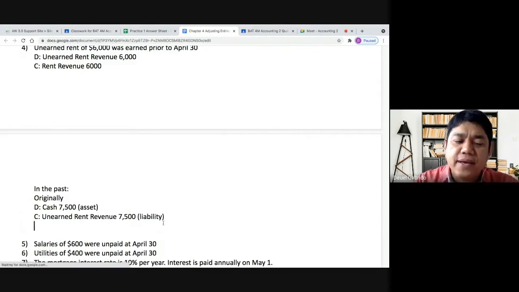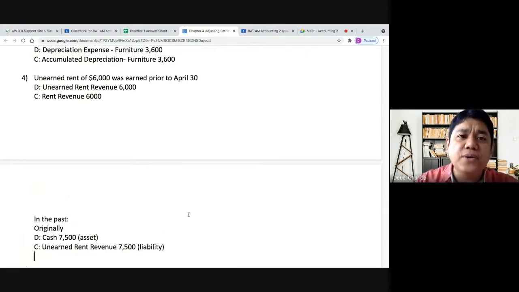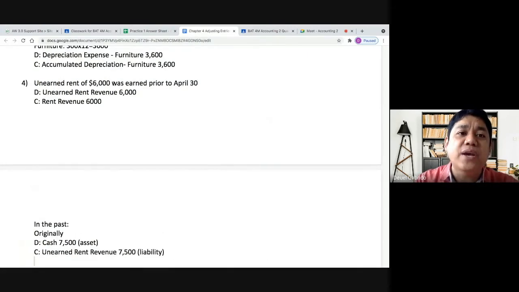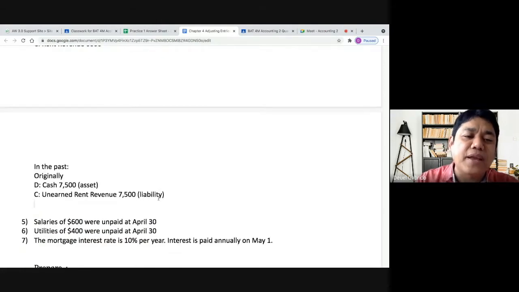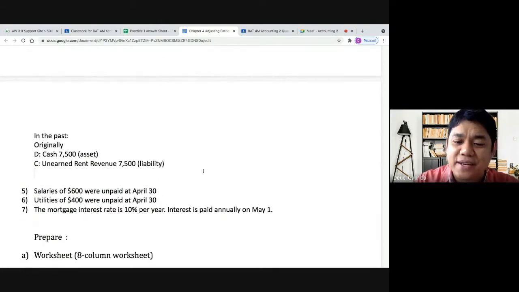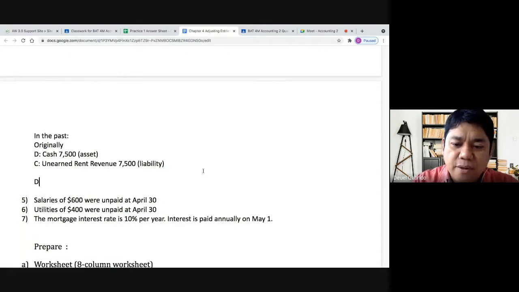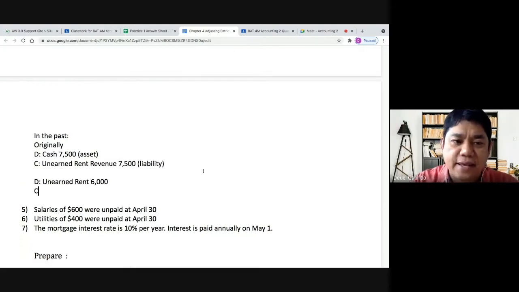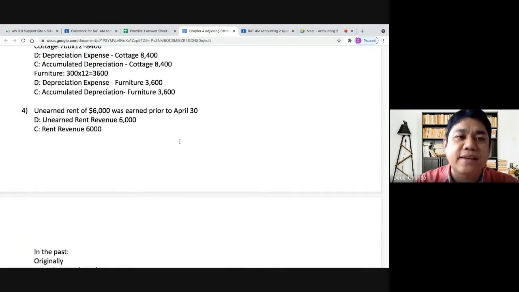Okay, now it says there that we earned 6,000 of that. Probably the renter used our property already. So in this case, we will put an earned rent of $6,000, just like what I did, and credit. Of course, because we earned it already, that's a real revenue now, rent revenue. That would be the entry, 6,000, similar to what I did here.